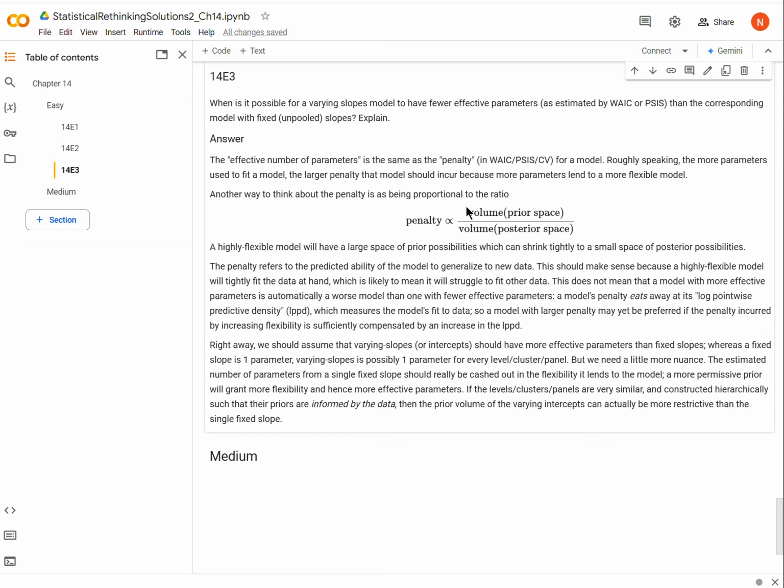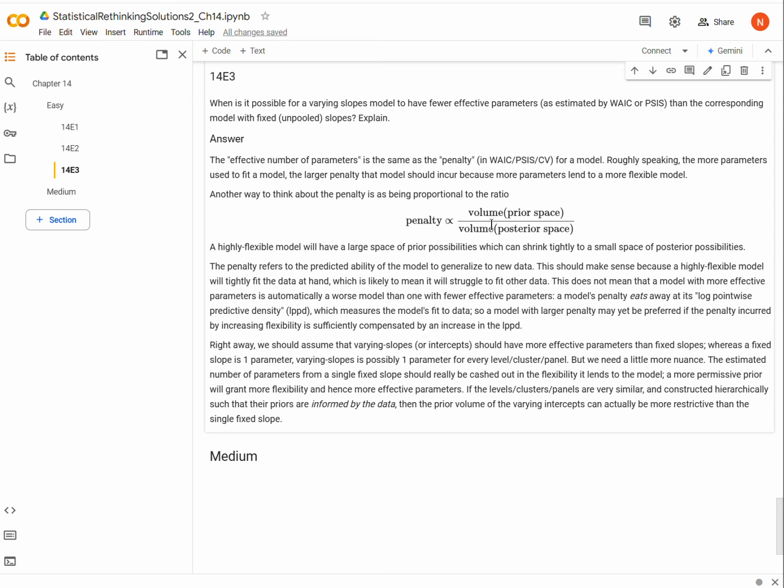Now, as a little bit of a detour, there's a way that I sometimes like to think about penalty and the complexity of models that really isn't presented in the book, but for me it's a useful little heuristic: the penalty term is proportional to the volume of prior space divided by the volume of posterior space. By the volume of prior space, I mean all of the possibilities that your model can entertain before seeing the data, divided by all of the possibilities that your model entertains after being trained on the data.